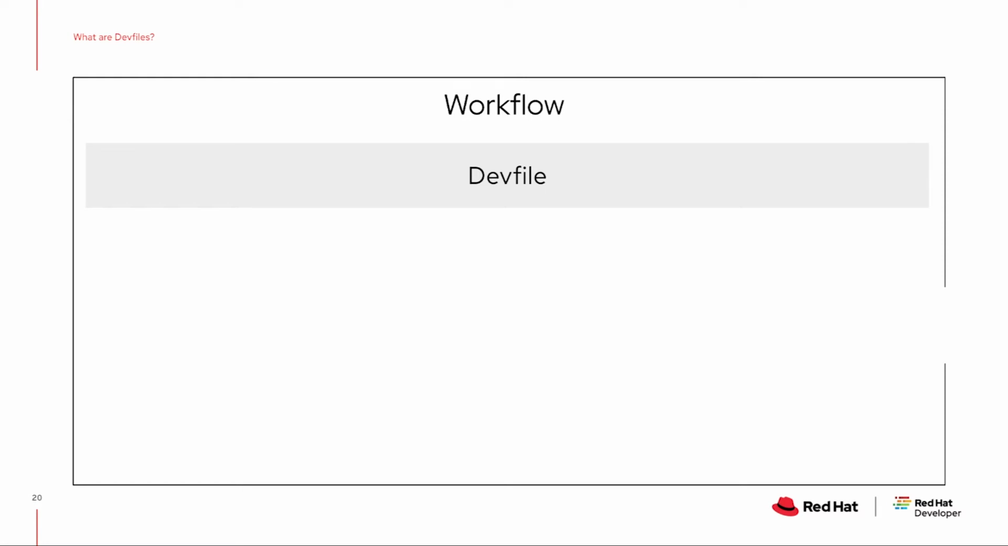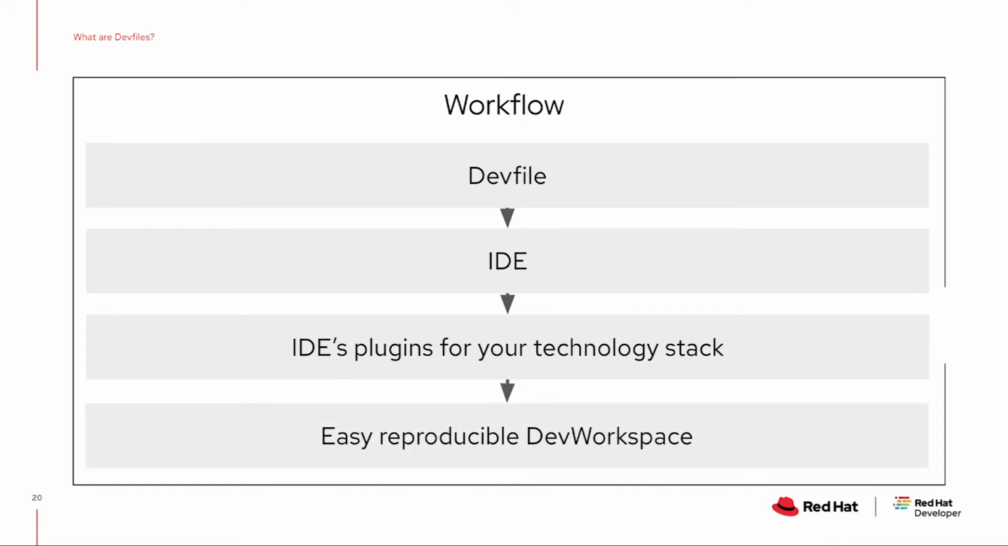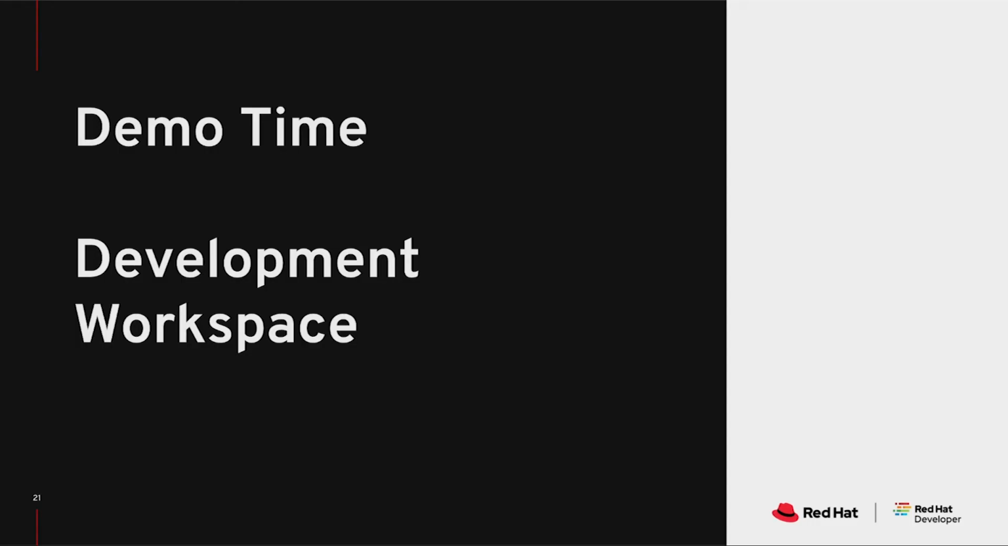So with Che and CRW, we have the following flow. Che consumes your dev file, then Che adds another set of fragments which define the IDE and its plugins that can be tailored according to your project needs. And you are provided with a Dev Workspace, where you have an IDE and tools from the dev file, where you are able to modify code and test it instantly. It's easy, repeatable and predictable, just like OpenShift. And yeah, it's demo time.